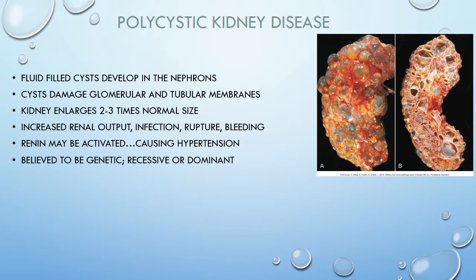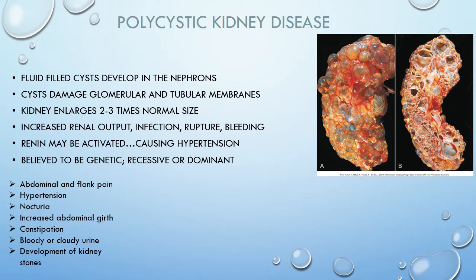Our first disorder we will discuss is polycystic kidney disease, an inherited disorder. These are fluid-filled cysts that develop in the nephrons. These cysts damage the glomerular and tubular membranes. The kidney will enlarge 2 to 3 times its normal size. There will be increased renal output, possible infections, rupture, and bleeding. Renin may be activated, which causes hypertension. The genetic part of it is believed to be either recessive or dominant.